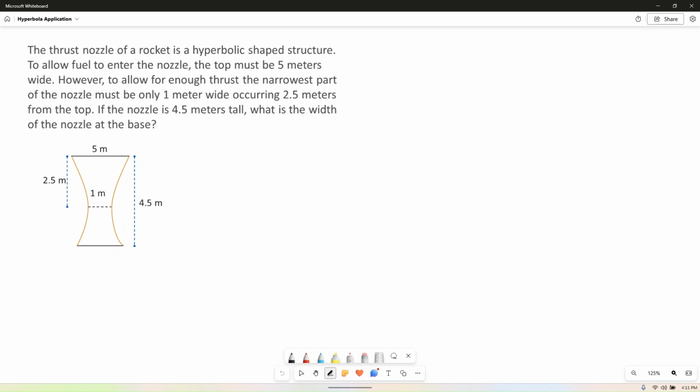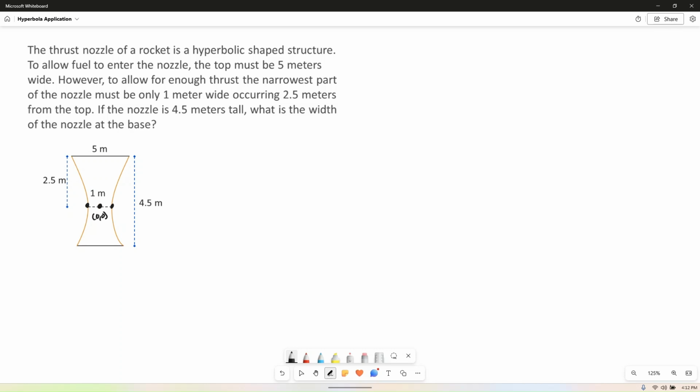Usually the easiest place to put the origin, like we saw with ellipses, is right at the center of the hyperbola. The center is along the narrowest little line segment, that 1 meter line segment. That's actually the transverse axis. The transverse axis is the narrowest line segment, between the two vertices. So the vertices are at the endpoints of that 1 meter line, and the center, which I'm going to put as the origin, is right in the middle.